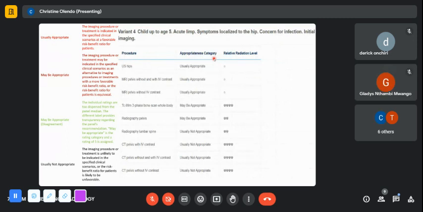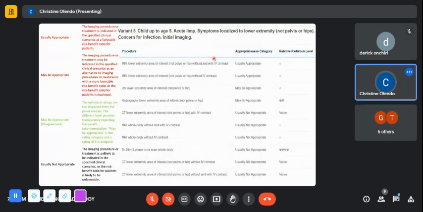And then you have a child up to 5 with symptoms localized to the lower extremities, which are not the pelvis or hip. So here, the usually appropriate was MRI of the lower extremity of the area of interest with or without contrast, or just the MRI without contrast. And here again, there was a concern for infection, and then the choice of imaging will depend on that.